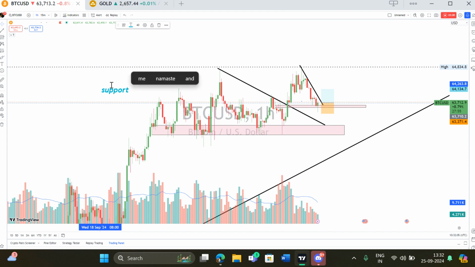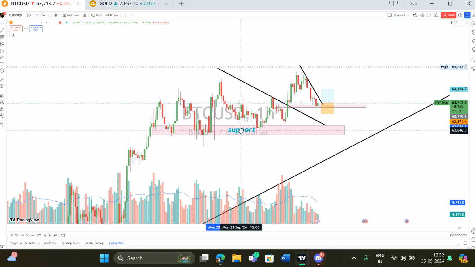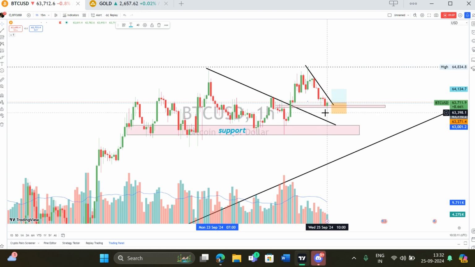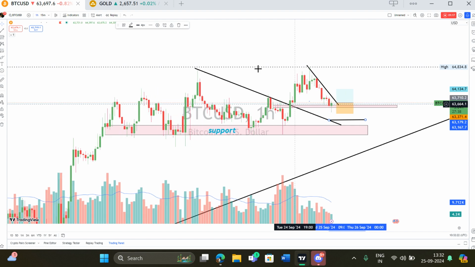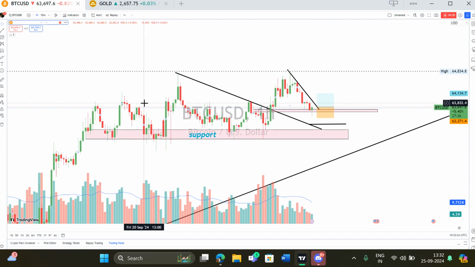This support level, right? If it breaks out this one, it has already broken that level, and I hope I can see one more move downside. If it hits my SL, I can buy again from here. But the thing is it is bullish, right? If it crosses the 60,600 level, the market is going upside. It's a bullish pattern, right? That's why we are buying from here.